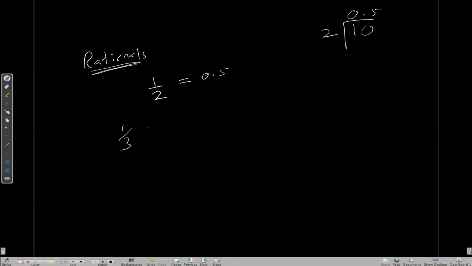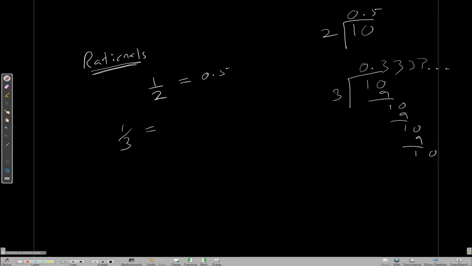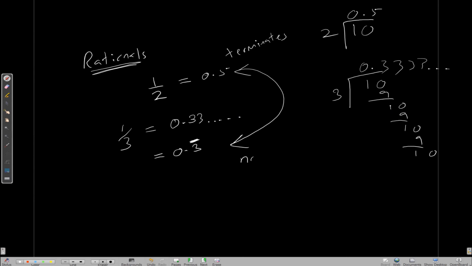Now, let's take another. How about 1/3? Well, in this case, you divide and you get 0.3333, see, it keeps going forever. So we write it as either 3 dot dot dot, or a much better way, you write a 3 and put a bar. A bar means that you keep repeating that forever. Now look at these two. There is a difference. This terminates. This is non-terminating, it does not terminate.